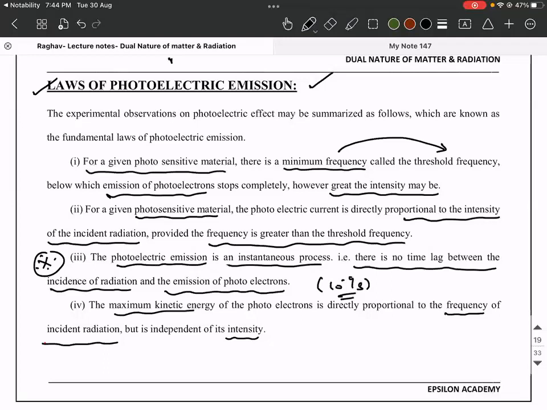Third, this is what I told you yesterday. Photoelectric emission is an instantaneous process. That is, there is absolutely no time lag between the incidence of radiation and the emission of photoelectrons. As soon as the radiation frequency is greater than the threshold frequency, the emission takes place. Generally, it happens in 10 power minus 9 seconds, or 1 nanosecond.